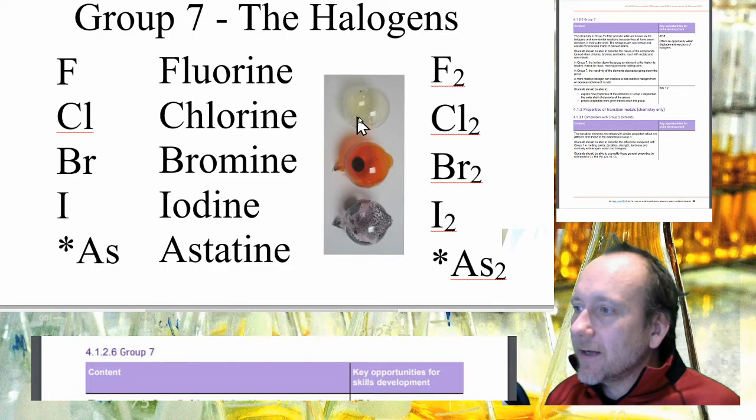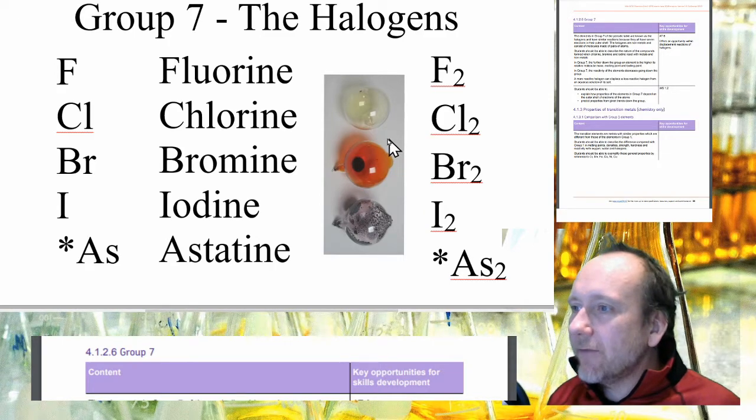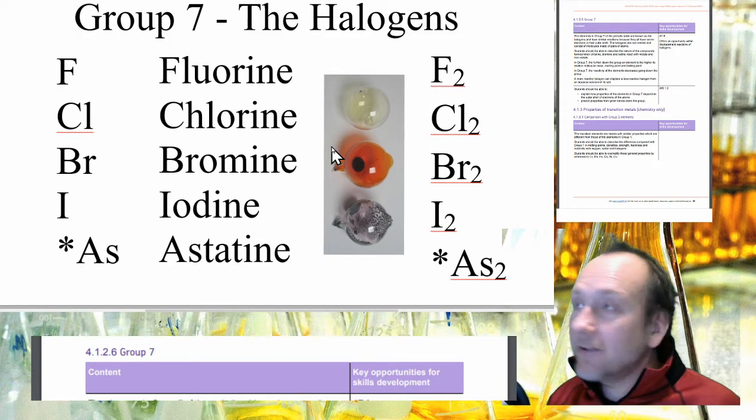In group 7, there are some trends that you need to know. One of them is that the color gets darker as you go down the group, and the state goes from gas to a liquid to a solid. And astatine, if it was around, would also be a solid. But the melting point and boiling point therefore increase. They all have one thing in common, however, because they are group 7, they all have 7 electrons in their outer shell. And that's pretty much it.